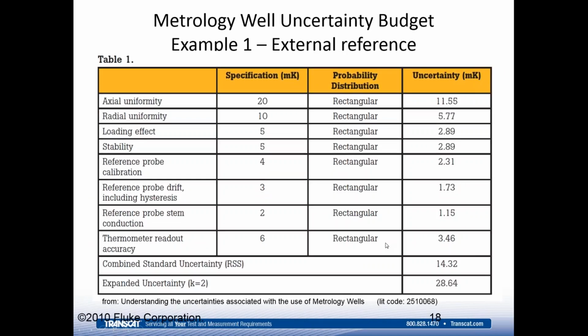Now, by the way, I'm sorry for jumping along, this is what the uncertainties look like if I use an external reference thermometer. My total expanded uncertainty, k equals 2, which means a 95% confidence interval, would be 0.28 degrees Celsius, or 29 millikelvin, 0.29 degrees Celsius, which is a pretty good number. That's not bad for a dry block, and that's what I get if I can use an external reference thermometer.